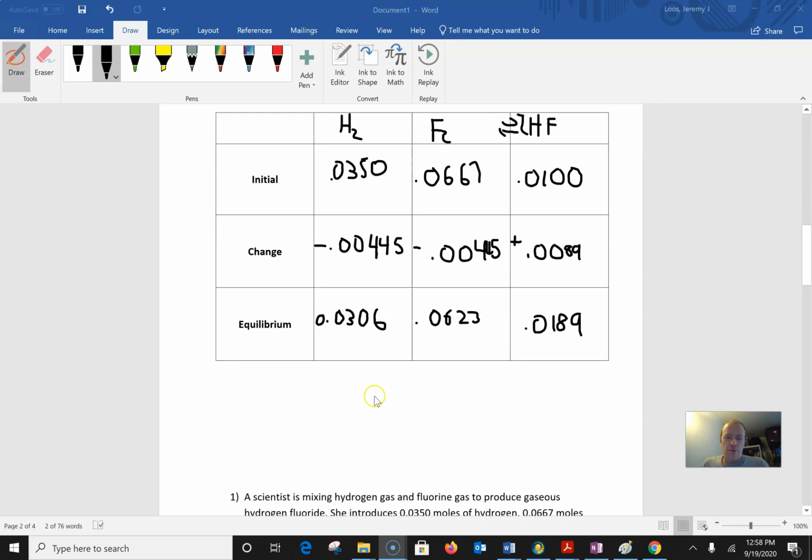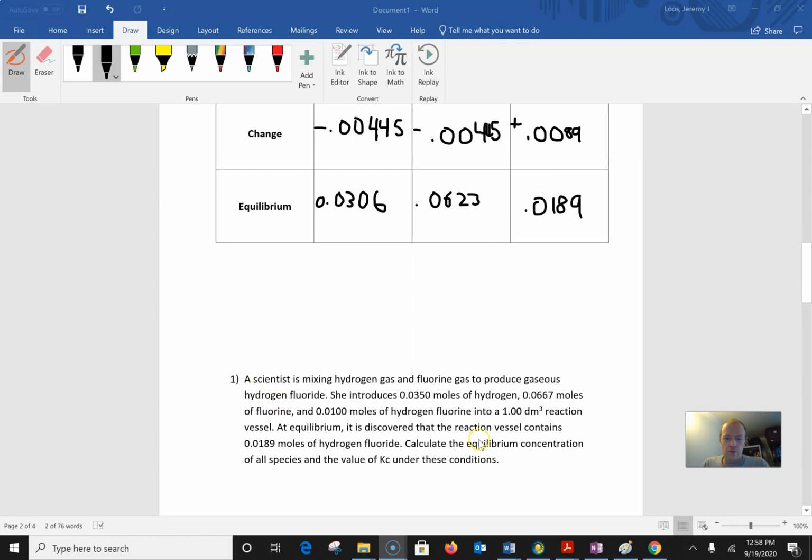So that is by far the hard part, but the question ultimately asks us to calculate the equilibrium concentration of all species, which we've done. The unit would be mole per cubic decimeter. If you actually had to put the answer, you'd want to put a unit there, of course. And then the value of Kc under these conditions.